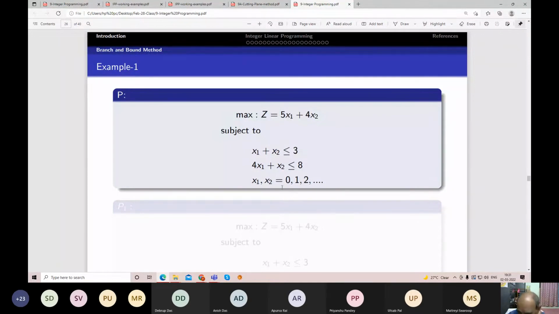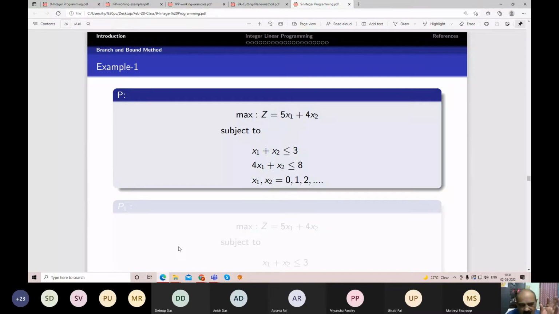How to solve this problem? Can you use the graphical method here? Can you use the graphical method? Anybody? Yes, sir, there are two variables. Two variables, graphical method is possible. Okay, we will solve it.